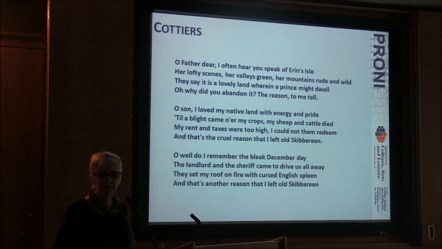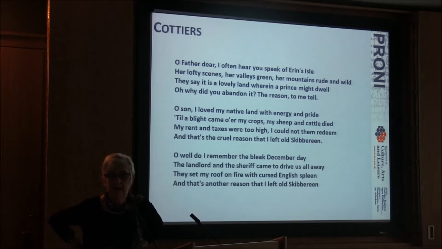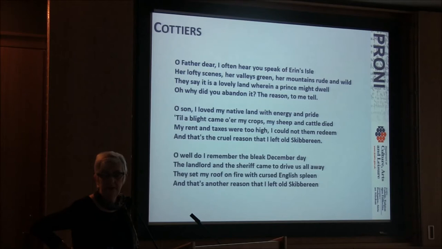Oh, Father dear, I often hear you speak of Erin's Isle, her lofty scenes, her valleys green, her mountains rude and wild. They say it is a lovely place wherein a prince might dwell. Oh, why did you abandon it? The reason to me tell. Oh, son, I love my native land with energy and pride, till a blight came on my crops, my sheep and cattle died. My rent and taxes were too high, I could not them redeem, and that's a cruel reason that I left old Skibbereen. Oh, well do I remember the bleak December day, the landlord and the sheriff came to drive us all away. They set my roof on fire with cursed English spleen, and that's another reason why I left old Skibbereen.